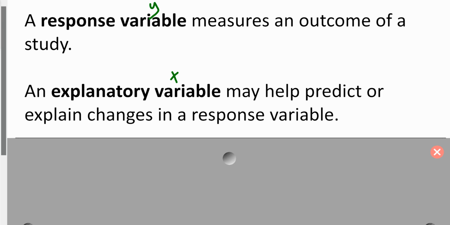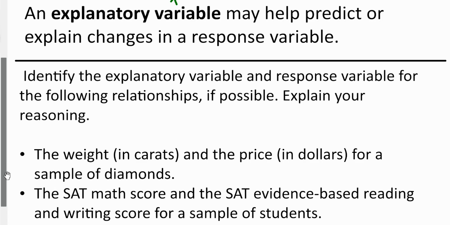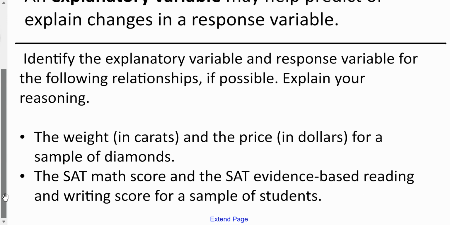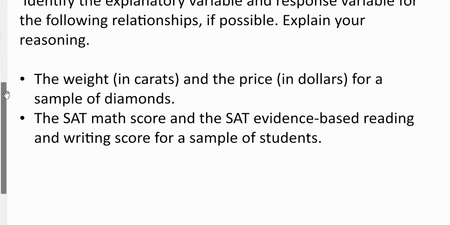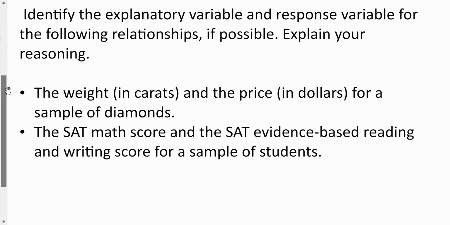So let's look at a couple examples of explanatory versus response variables. So in these two examples, identify the explanatory variable and the response variable for each of the following relationships, if possible. Explain your reasoning. So let's talk through these. First one, the weight in carats and the price in dollars for a sample of diamonds. Well, the weight is what helps predict the price. The price is the response. So this is your explanatory variable. The price would be your response variable. For that exact reason, weight helps explain the price.